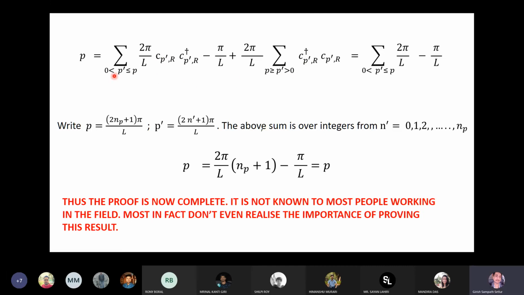You see, this interval is precisely this interval. This is the same thing in the reverse order. See, here p dash is greater than 0. Here also p dash is greater than 0. P dash here is less than or equal to p. Here also p dash is less than or equal to p. So these intervals are precisely the same. And this is 2 pi by L. This is also 2 pi by L. Except now this is p dash, p dash, p dash, p dash, r, right more, right more.